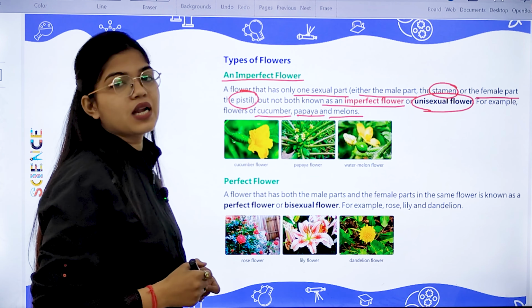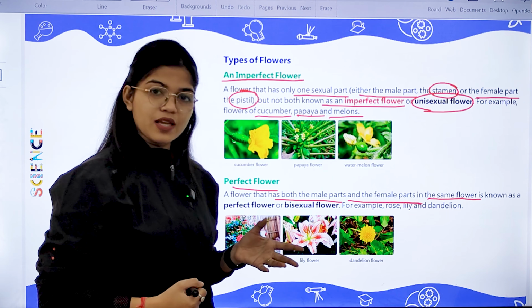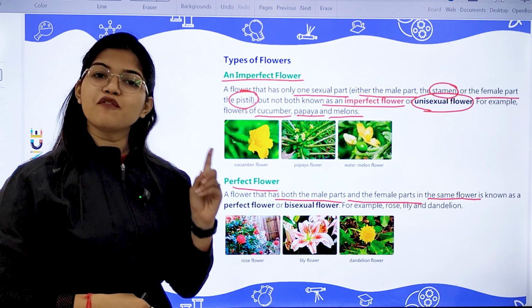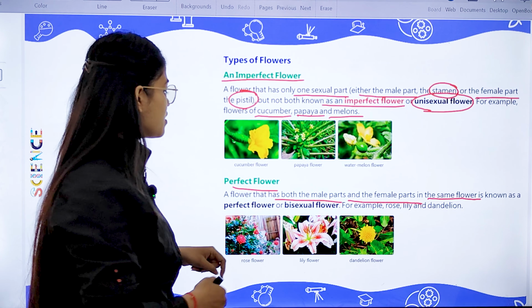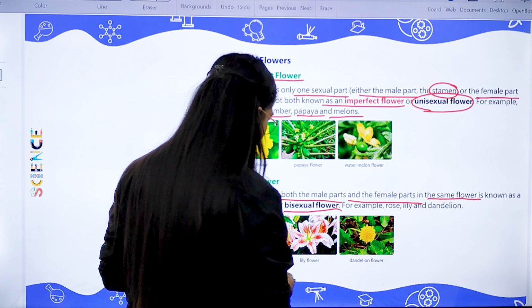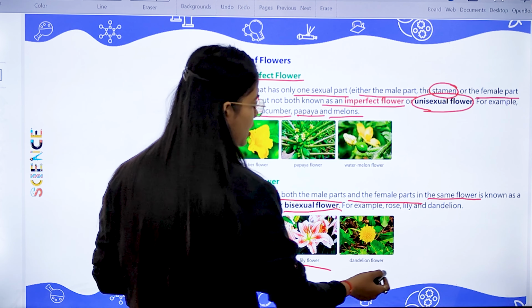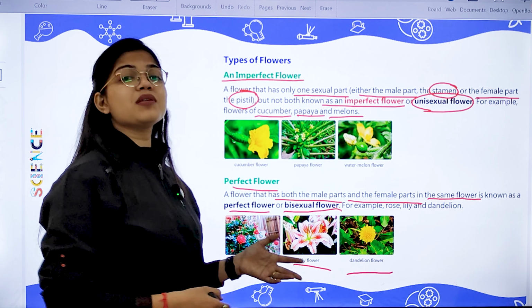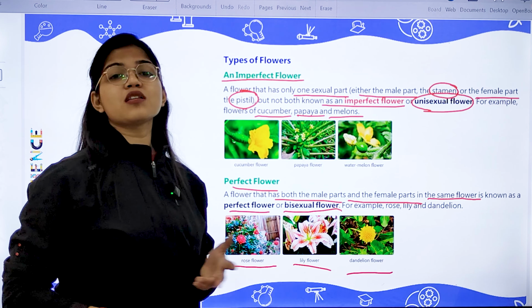Next we have what? Perfect flower. The flower which has both the male and the female parts in the same flower, means the type of flower in which both the reproductive parts are present together. Such a type of flower is known as a perfect flower, or we could also call it a bisexual flower, right? For example, rose, lily, dandelion, and hibiscus, which is also known as China rose, are all bisexual flowers.